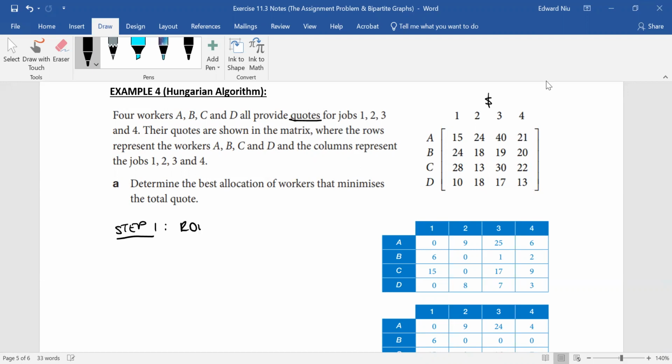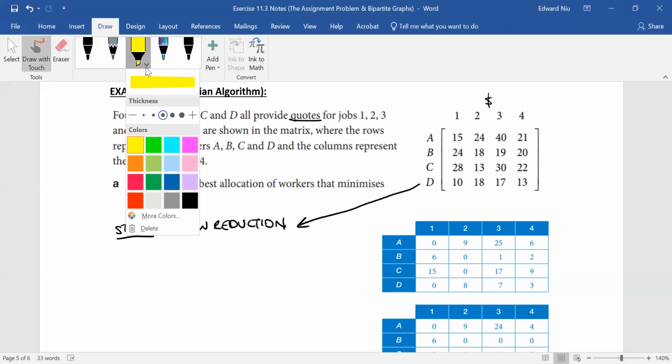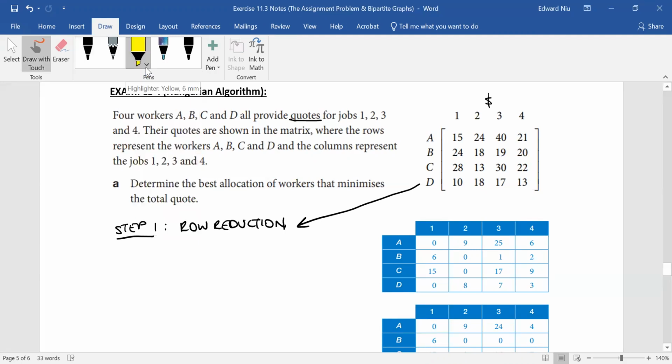Row reduction. All right, and we can row reduce straight from this matrix here. Looking at each row, the smallest number for row A is 15. Then we subtract every single number in row A by 15, which gives us 0, 24 take 15 is 9, 40 take 15 is 25, 21 take 15 is 6.